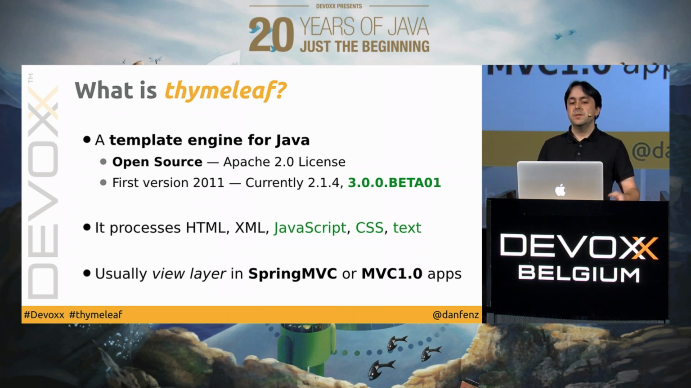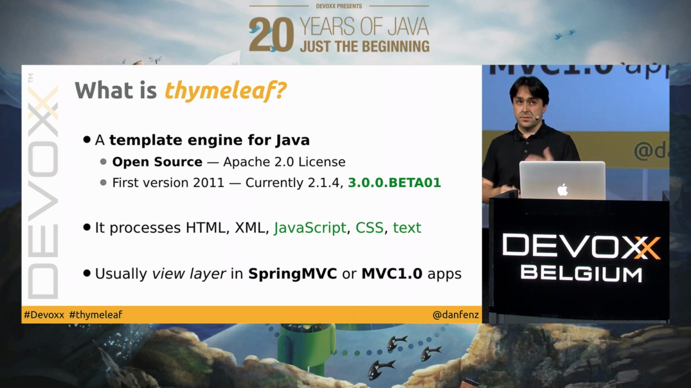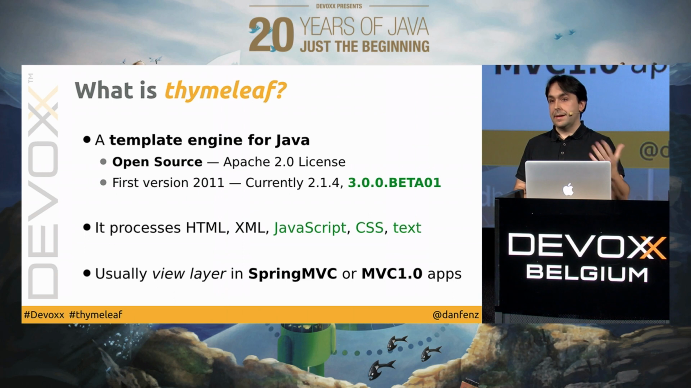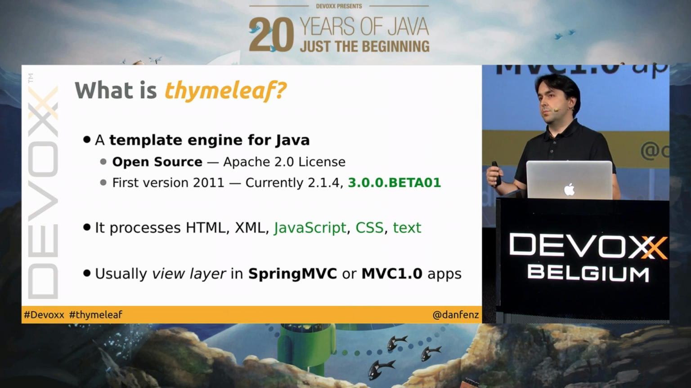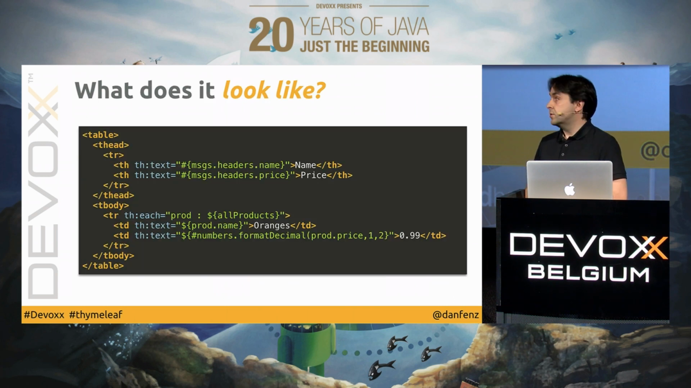You'll usually see it as the view layer of Spring MVC applications. The Spring guys use it quite a lot in guides and tutorials. And you should be able in the future to see it as the view layer of MVC 1.0 applications, JSR 371, whenever it is a reality. That should be 2017.